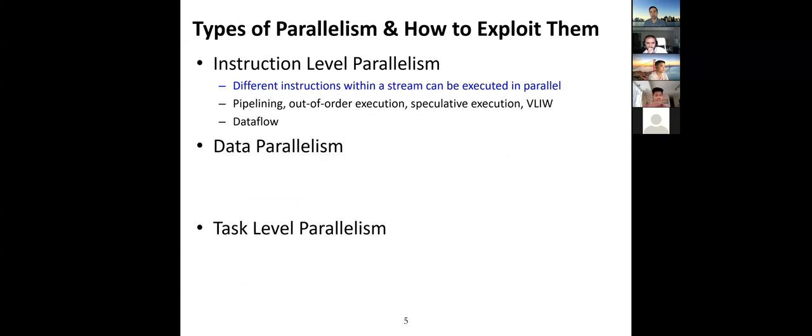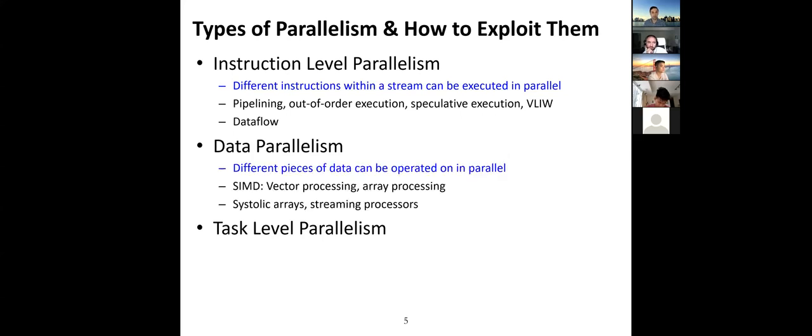There are also architectures called data flow. The most notable example of that was the TRIPS architecture from the University of Texas at Austin. I think several leading people from that are now in industry doing real designs. Data parallelism is another type of parallelism that can be very efficient. Different pieces of data can be operated on in parallel. So vector processing, SIMD type of processing, is a very useful example of it. Systolic arrays or streaming processors are another example.